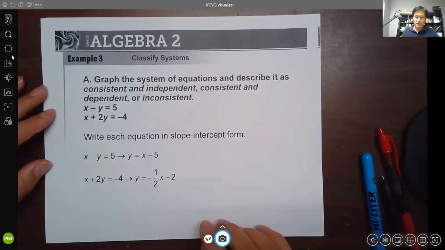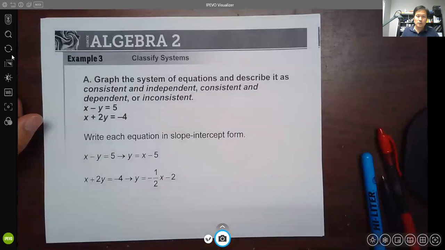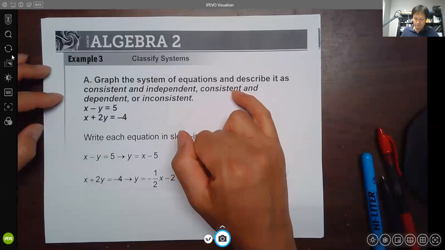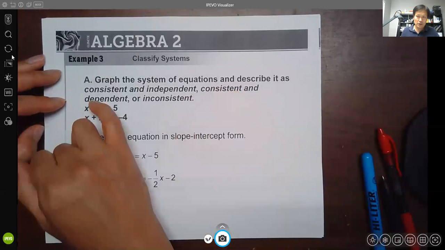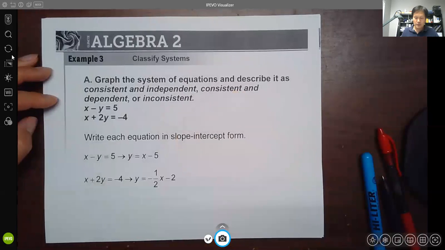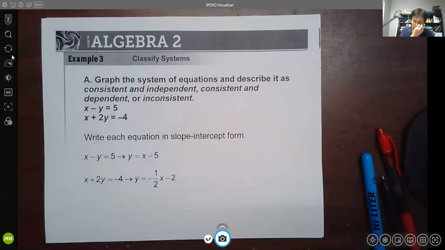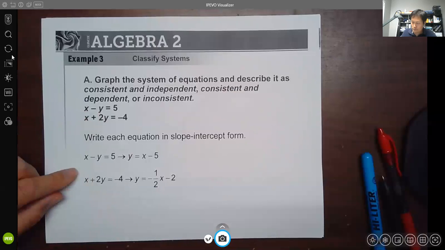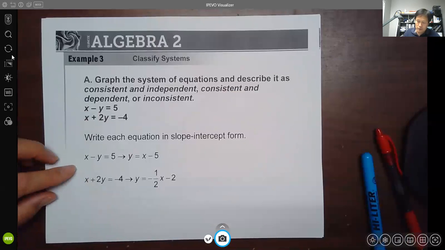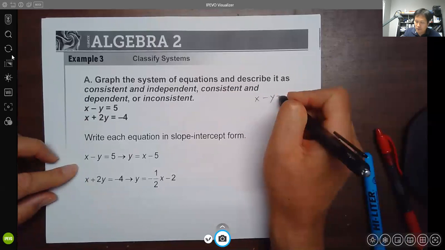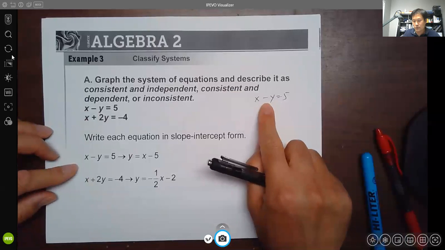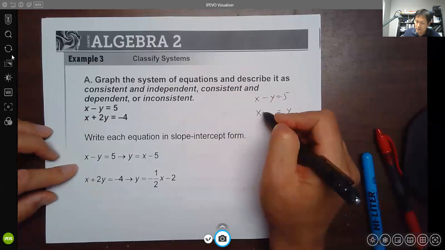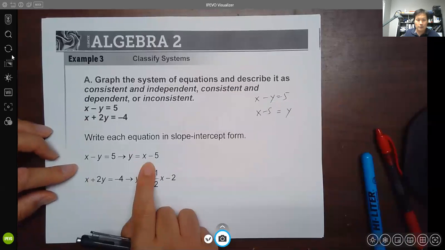Okay, example 3. Graph the system of equations and describe it as consistent independent, consistent dependent, or inconsistent. So you have to graph it first. So x minus y equal to 5, you solve for y. It's better to move minus y to the right and move 5 to the left. So you get y equal to x minus 5.